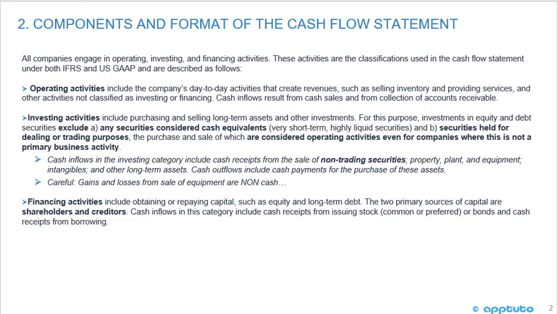All companies engage in operating, investing, and financing activities. These activities are the classifications used in the cash flow statement under both IFRS and US GAAP and are described as follows. Operating activities include the company's day-to-day activities that create revenues, such as selling inventory and providing services, and other activities not classified as investing or financing.